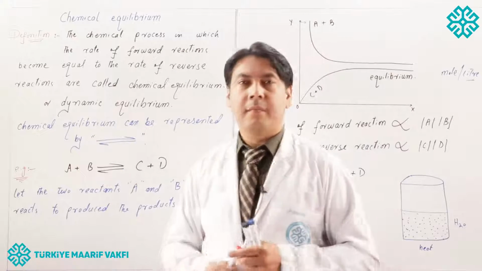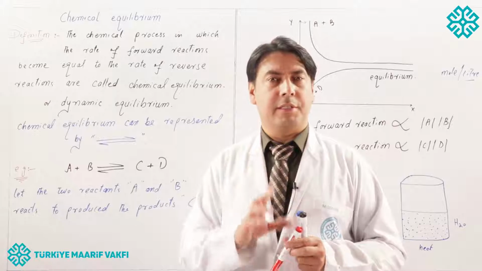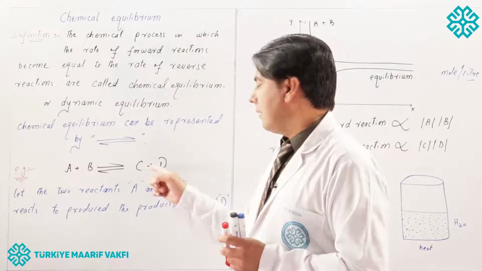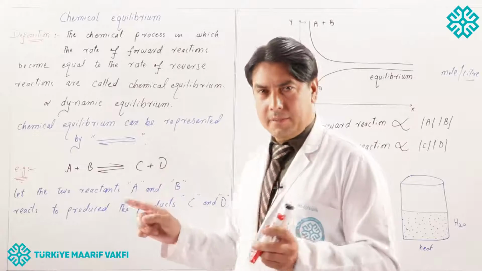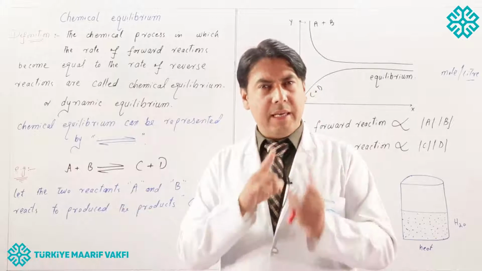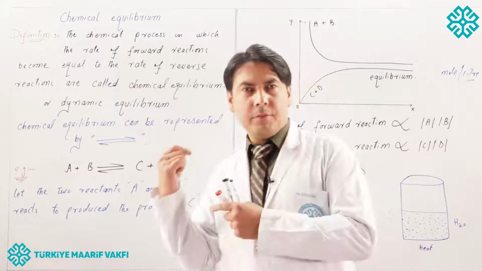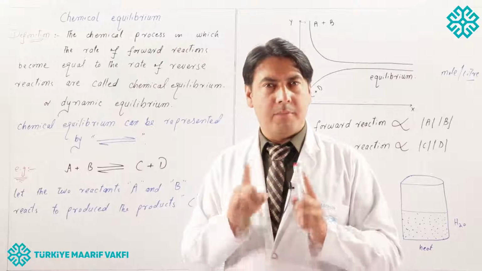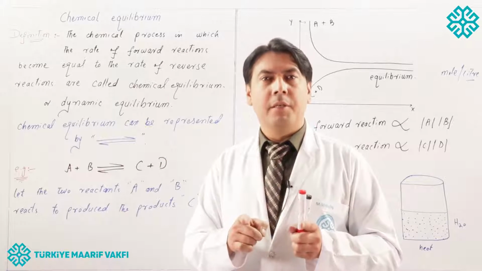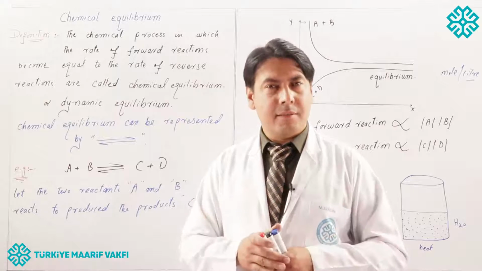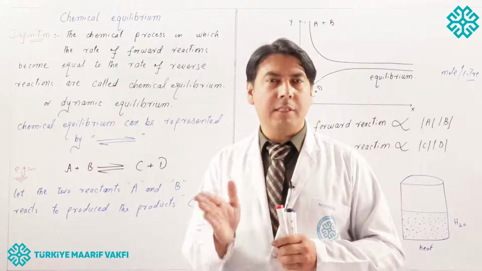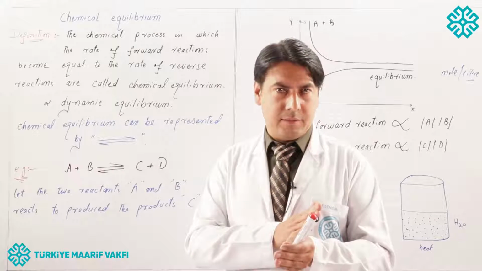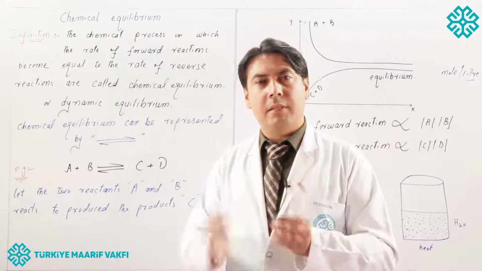For example, let's say two reactants A and B react to produce the products C and D. When A and B react, they produce the products C and D. And when the concentration of the products becomes more than the concentration of reactants, reversibly the products will start converting into the reactants. Again, the reactants will convert into the products.